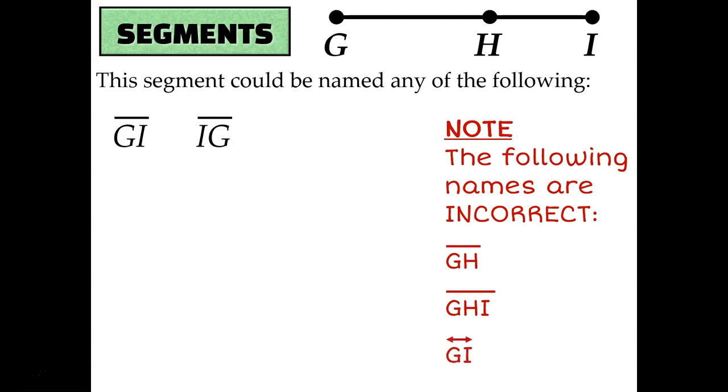And you can't put arrows on the symbol on top of the letters because that would indicate that it's a line, that it continues forever left and right of point G and point I, and it doesn't. It ends at point G and point I, and therefore there should be no arrows.